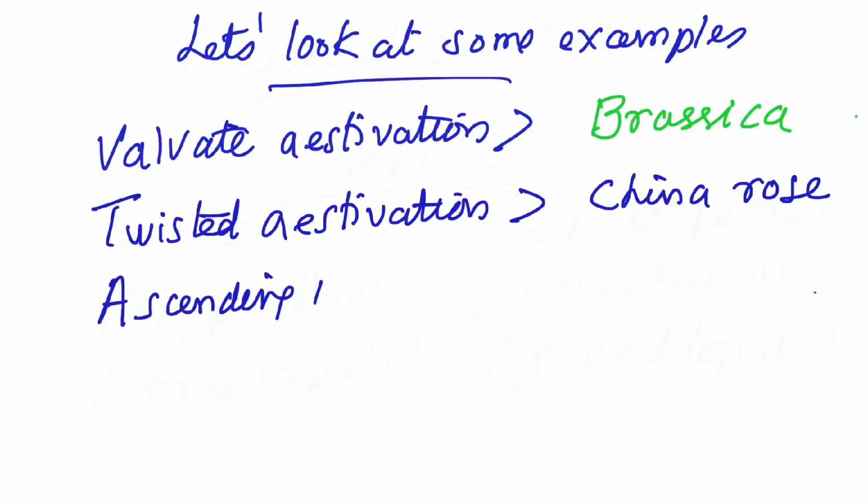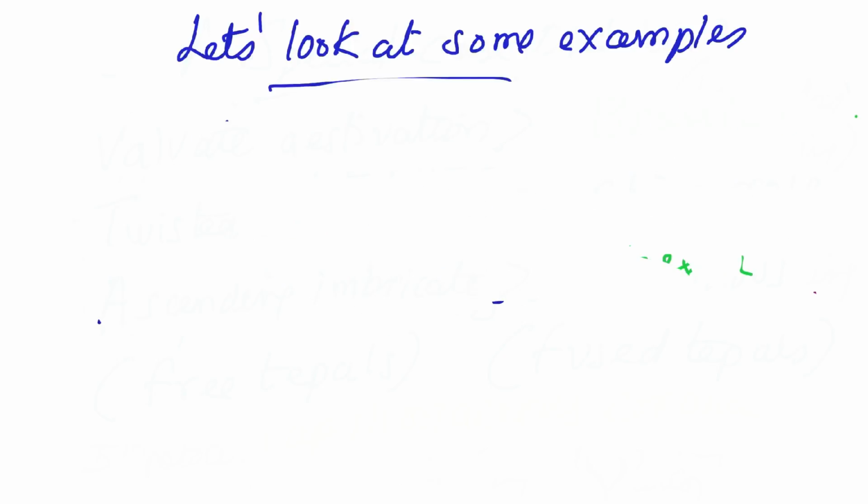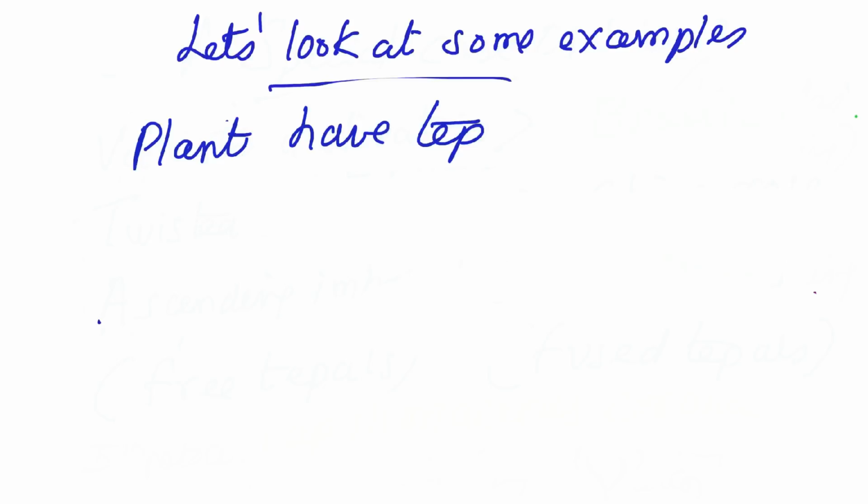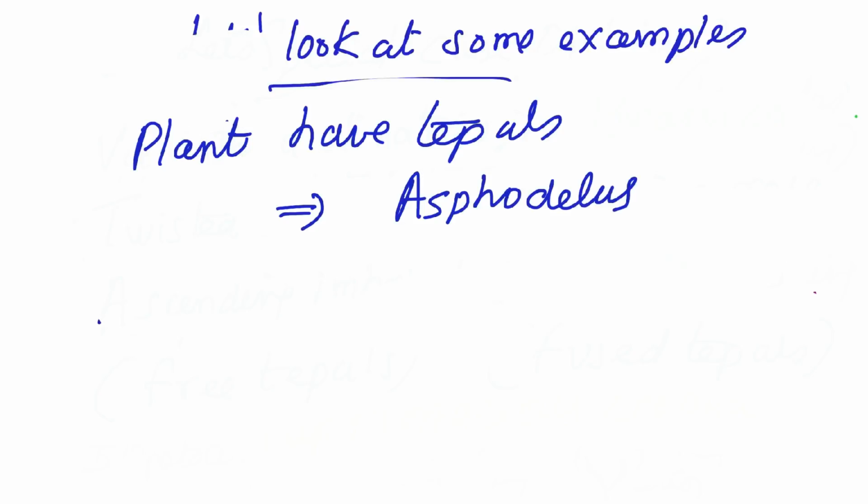Next, going on to ascending imbricate, one of the most important types of aestivation which we discussed. Example is cassia. And of course, considering the example which we discussed about perianth, it is a particularly important case which has tepals.